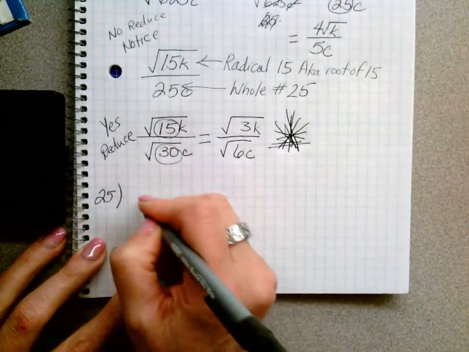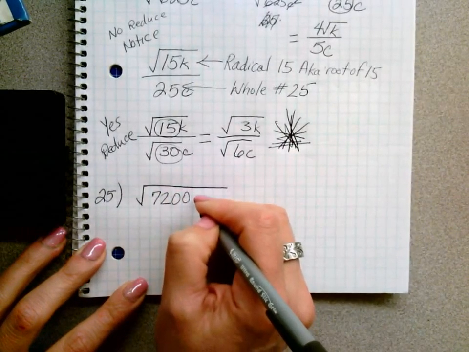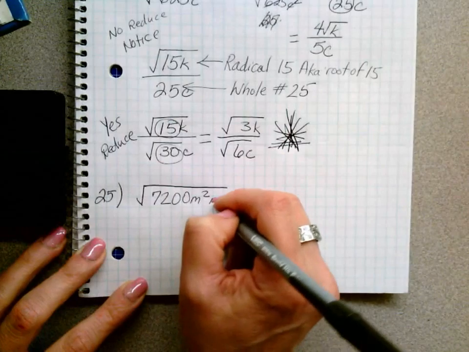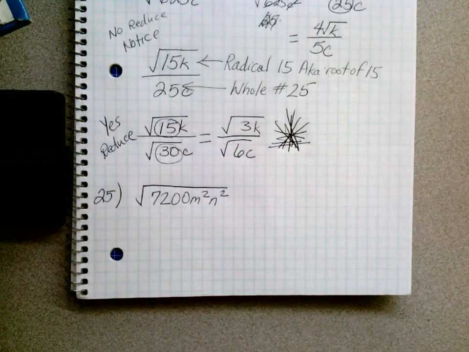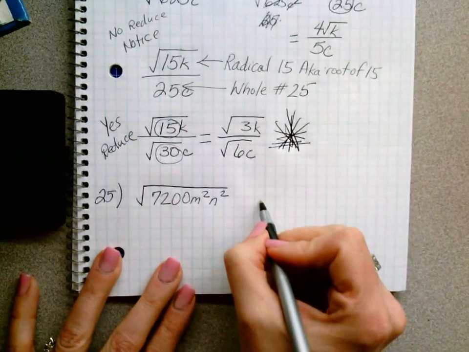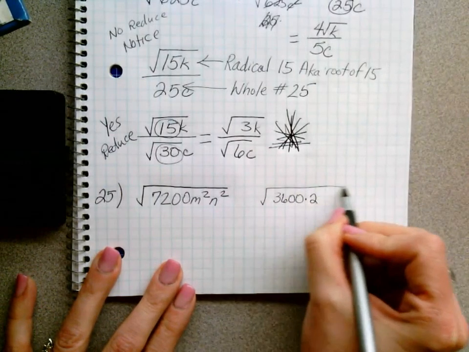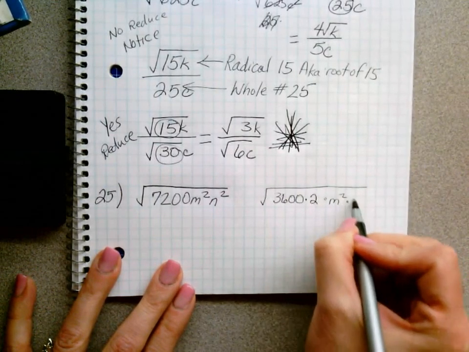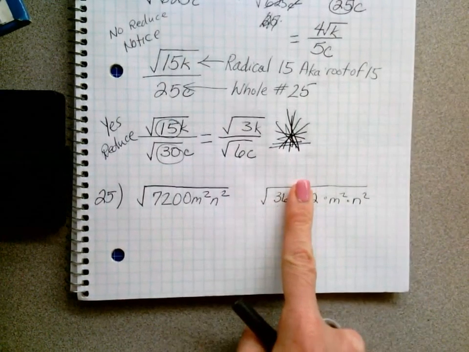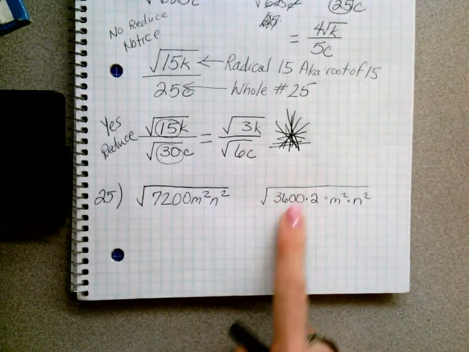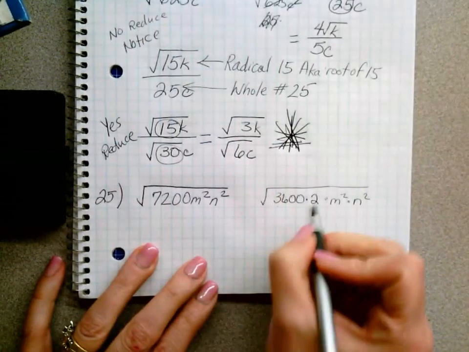25. Here's a big ugly one. 7200 m squared n squared. All right. How about 3600 times 2? Yep, that'll work. So remember the square root of 36 is 6. So the square root of 3600 is going to be 60.